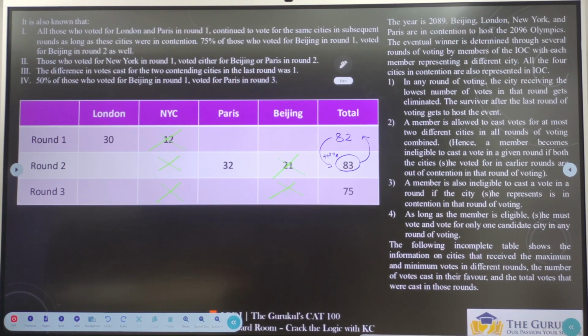Next, from statement 4, what can we say? One vote for every candidate in every round. Okay, so we can't vote for more people in any of the rounds.